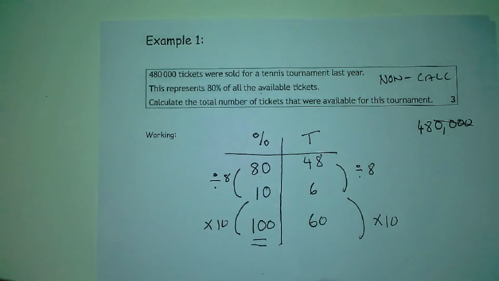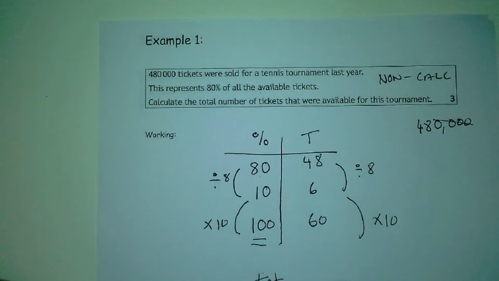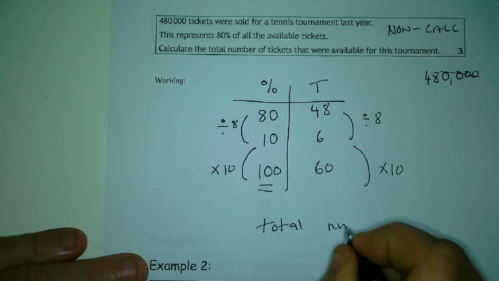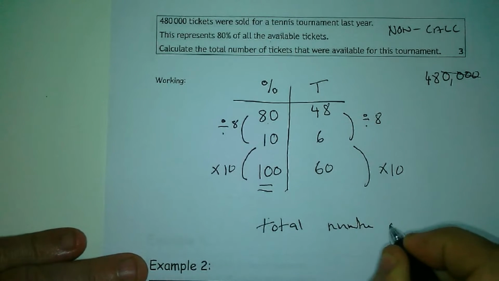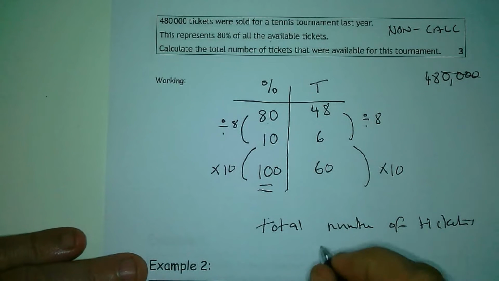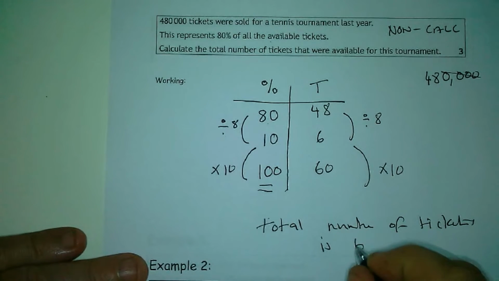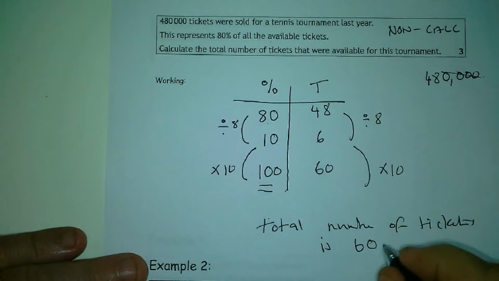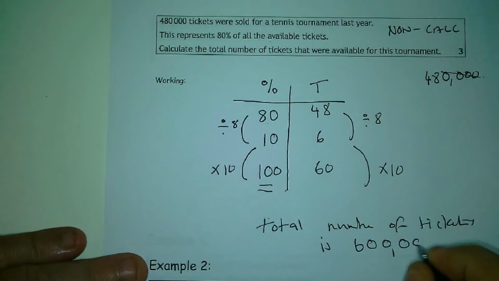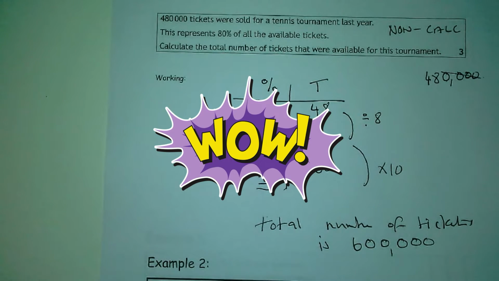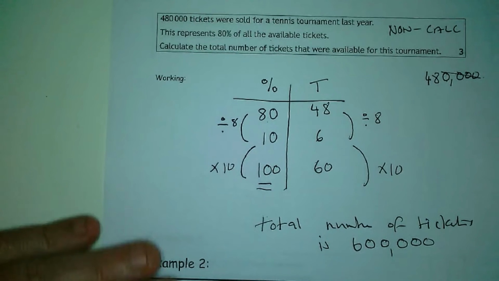So calculate the total number of tickets. Number of tickets is 6, 0, and then 1, 2, 3, 4 zeros back on. And that's it. Now that's a 3-mark question.